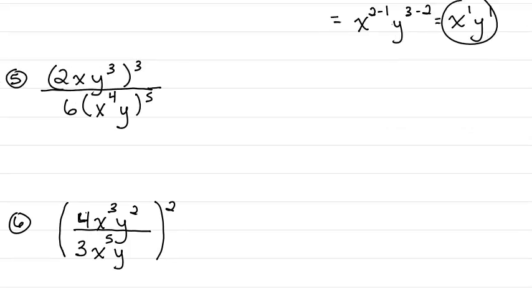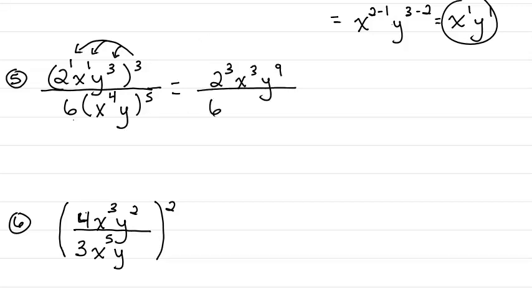Alright, when things get more complicated, what we want to do is simplify the top, simplify the bottom, and then do our canceling. So the tops and the bottoms, treat them like regular problems that we've been doing, so this is nothing new. So when I cube this here, that exponent is going to hit all of those. So we get 2 cubed, x cubed, y to the 9th, and then 6, it's not in the parentheses, so it doesn't get hit, x to the 20th, y to the 5th. 2 cubed is 8.